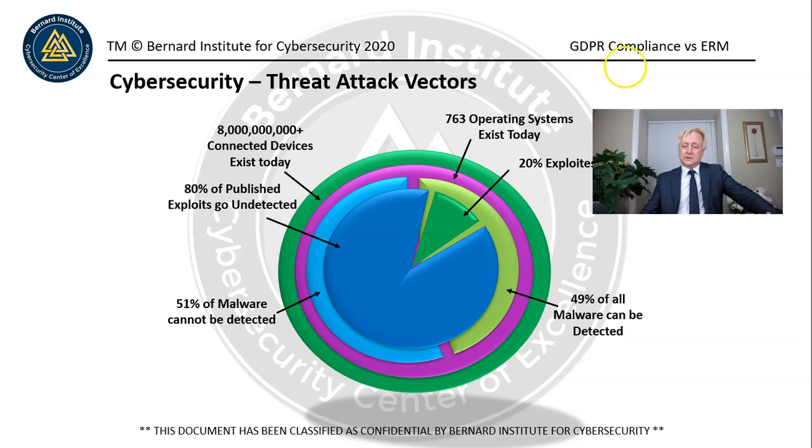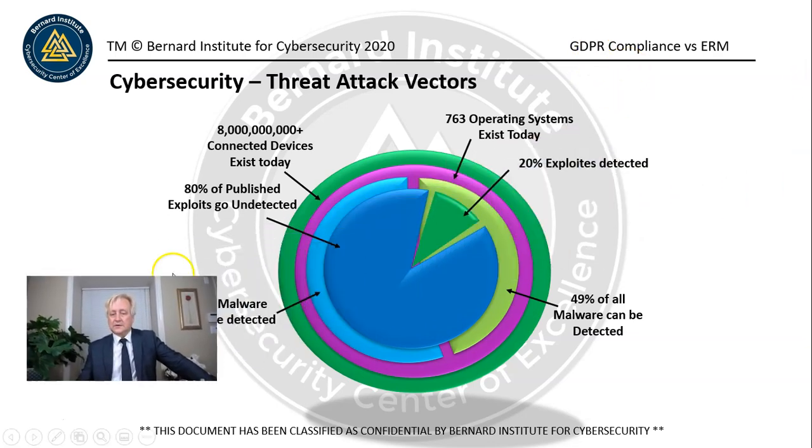And 20% can be detected. So that's the good news. So it's a flip side. Again, this is not a 50-50, however. The glass is not half full and half empty. It's mostly empty. So exploits can penetrate most infrastructures.